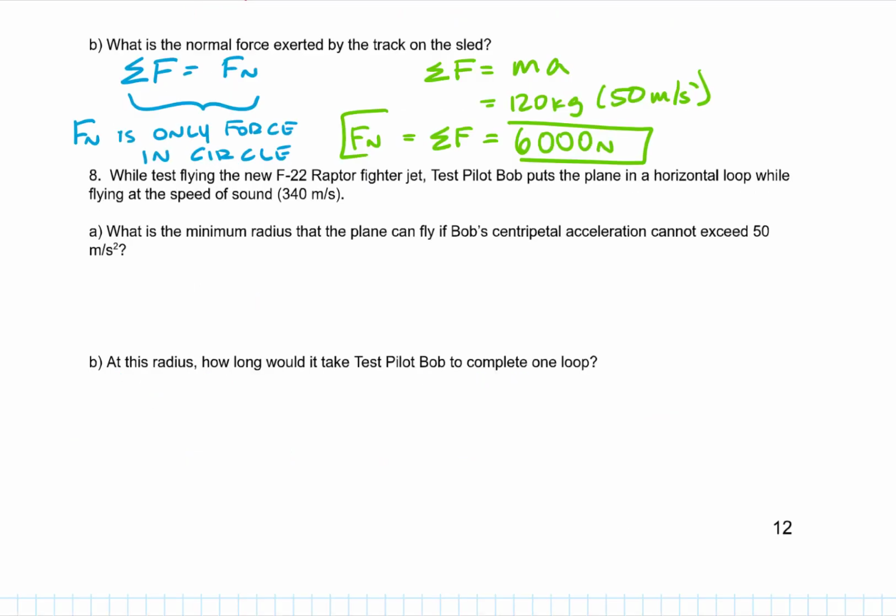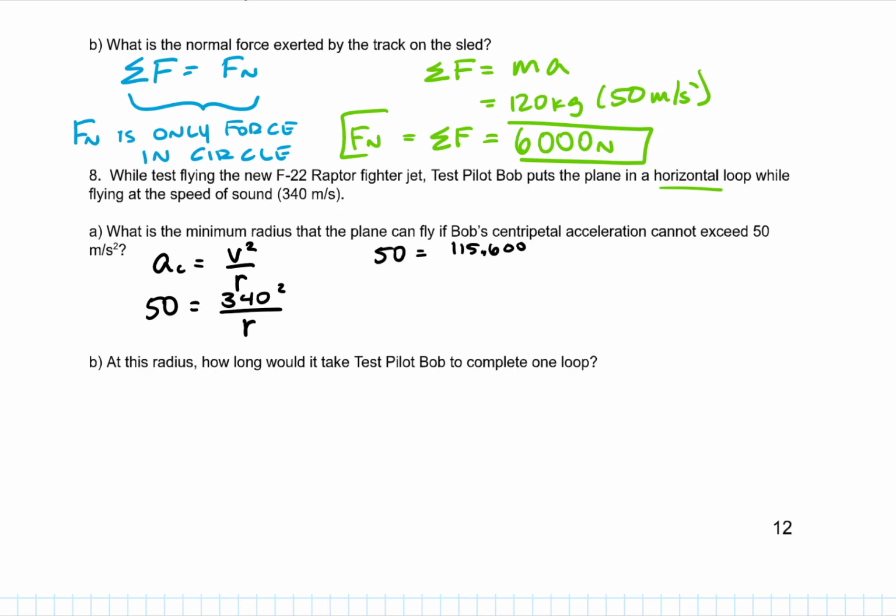All right, for number 8, we have a new fighter jet. We're going to go in a horizontal loop with a speed of 340 meters per second, and I want to know the minimum radius it can fly so the acceleration doesn't exceed 50. So for this, we're talking about centripetal acceleration. I know that centripetal acceleration is v squared over r. I want that centripetal acceleration to be 50. I know my velocity is 340 meters per second. I'm trying to find the radius.